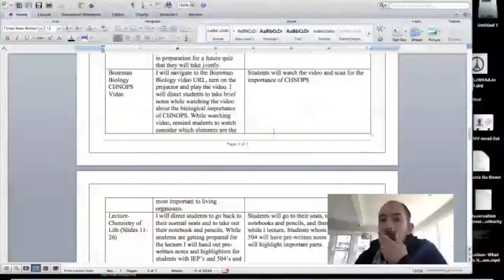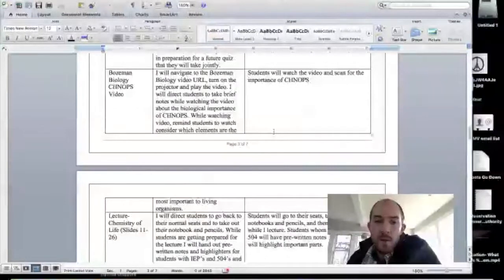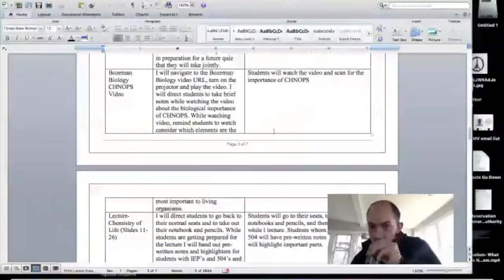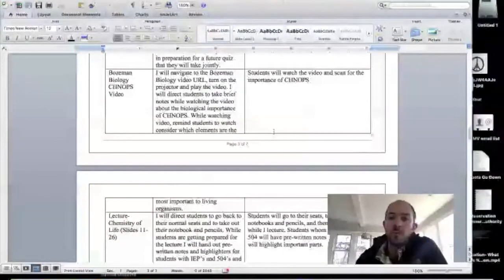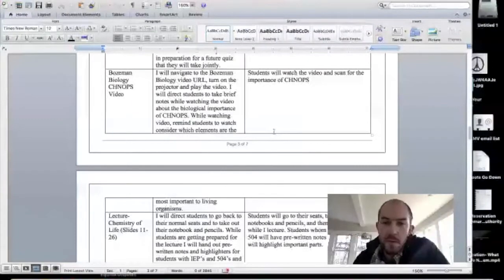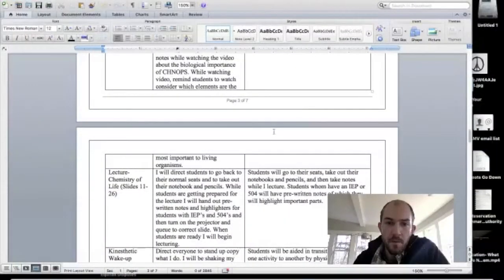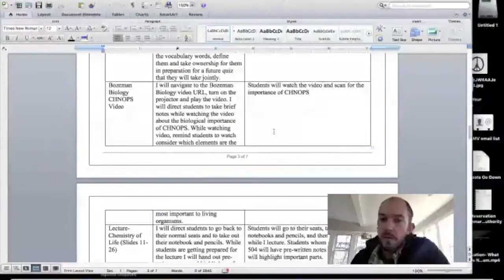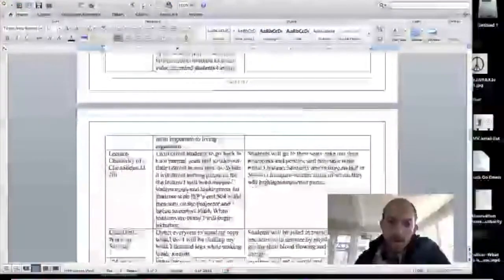As they're watching, I'm going to ask students to consider which elements are the most important to living organisms. So once again, repeating ideas and having students take very, very brief notes on it, in which I'll probably stop at some point during the video just to point out specific things that I want them to pay attention to.